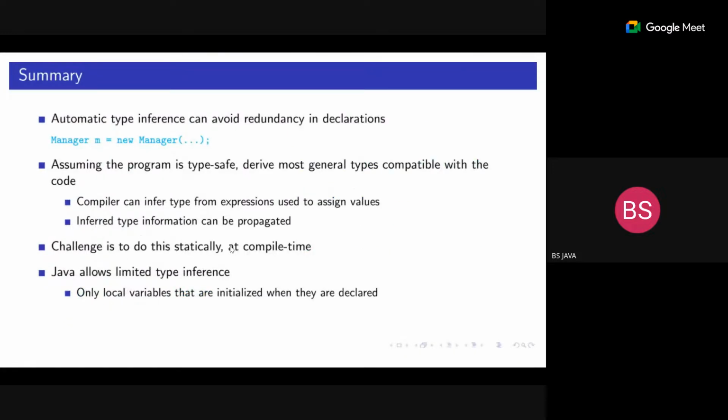The challenge is to do this statically at compile time. So the type must be inferred at compile time. Java allows limited type inference, only for local variables that are initialized when they are declared. So for the local variables in the function, type inference is done and the variables must be initialized at the time of declaration only. Only then can the compiler do the type inference statically.